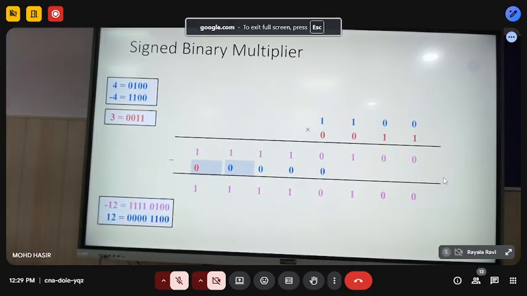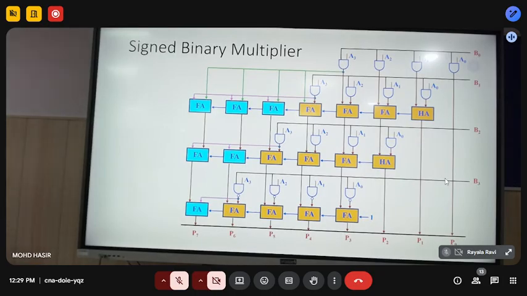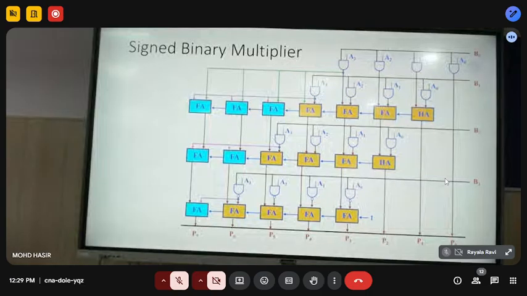Last result. Subtraction with 0, the answer remains the same. Right? What is the answer? This is the complement of the right? Works? Okay.